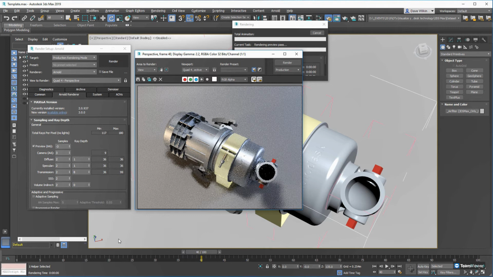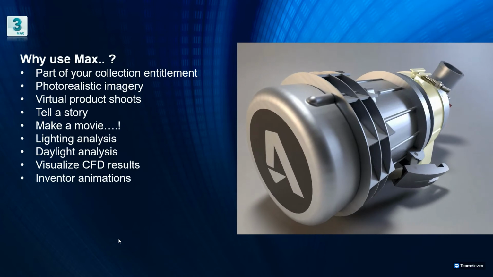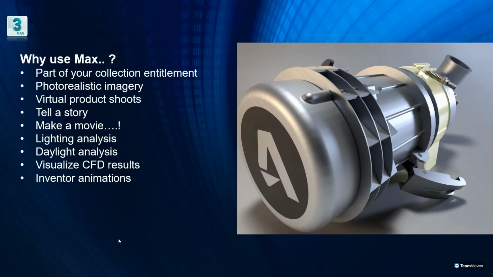Okay, so just in that little minute and a half video, I'm showing you how quick and easy it is to take an Inventor part or assembly, bring it to 3ds Max and do a quick render to get some nice visuals on that. Okay, so back to the question: why use Max? First thing I would say is it's part of your collection. You've bought this software package and collection of software, so make use of what you've got. If you've got one of the best rendering packages in the world, then why not use it?